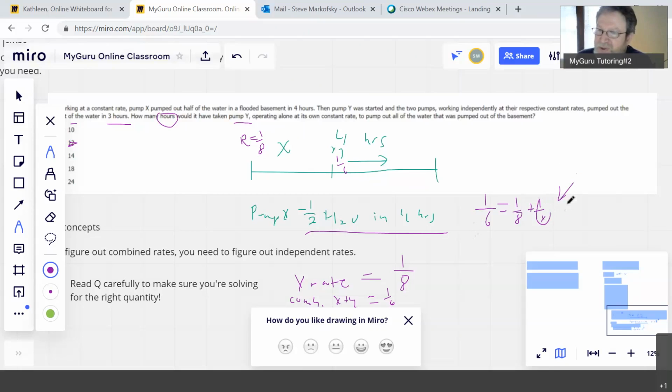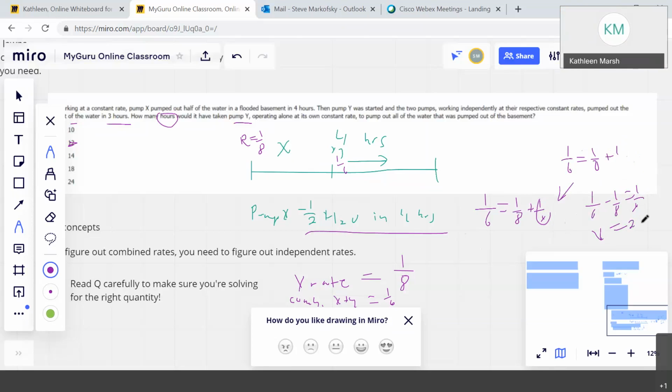So what's your x then? The x is 24 hours. Yeah, exactly. So it's going to be 1 over 6 equals 1 over 8 plus 1 over, sorry, it should be 1/6 minus 1/8 equals 1 over x. X equals 24. All right, now what you did was a good move. You solved for time directly. So you're like, okay, the hours that we're going to need is going to be x.